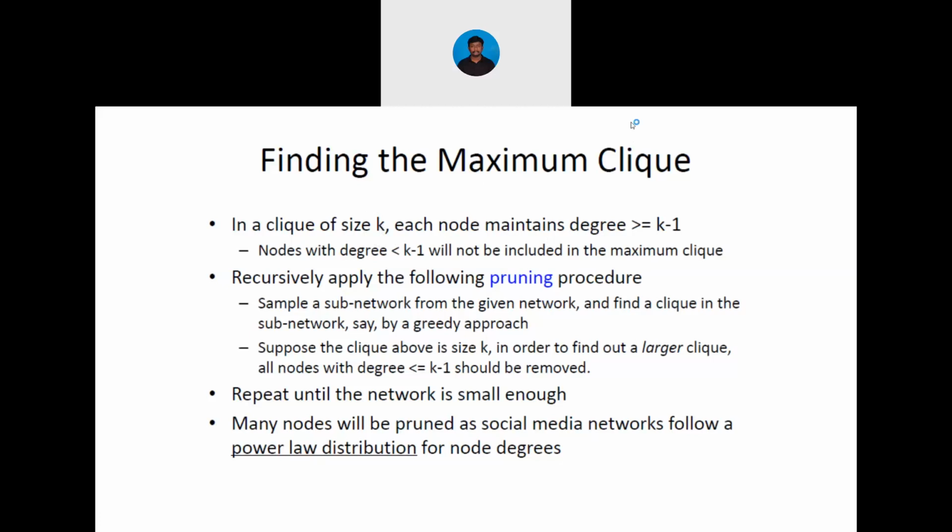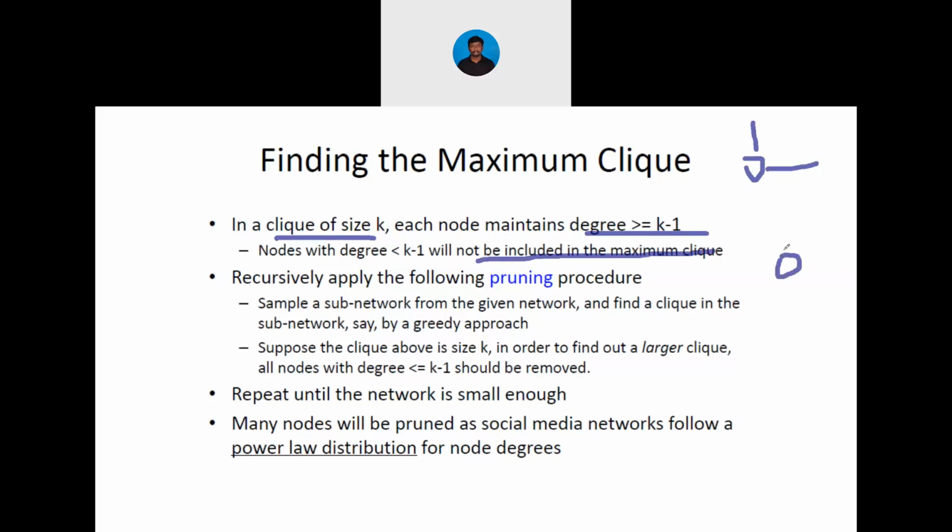A clique of size k is nothing but your subgraph. In that subgraph, each node maintains a degree greater than or equal to k minus 1, right? It should maintain, say for example, this is the node, it should maintain the degree. The edges connecting to this particular node should be greater than or equal to k minus 1. If it is less than k minus 1, then it should not be included in the maximum clique.